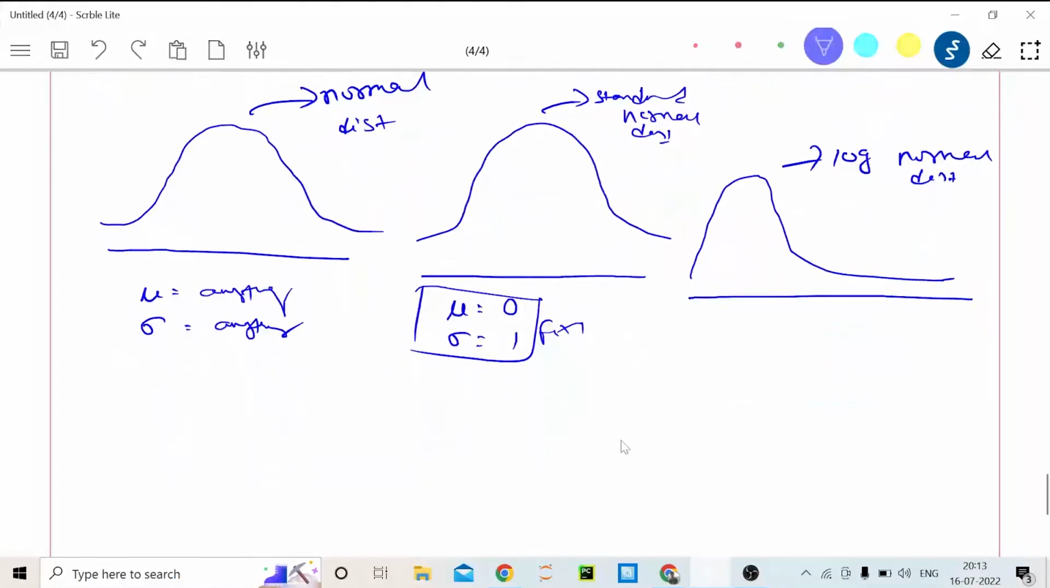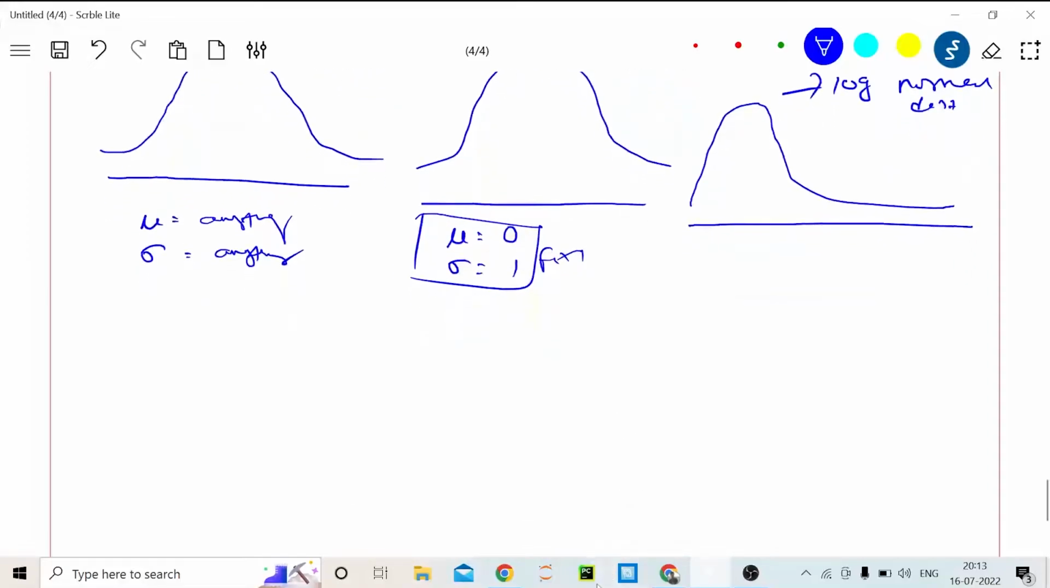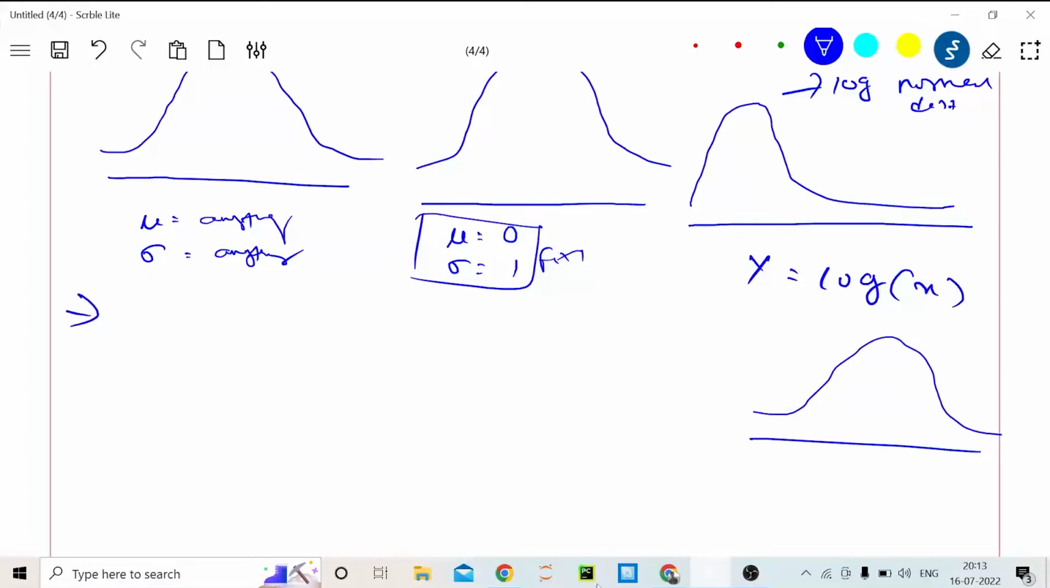Then you may ask me one more thing: can we convert log normal distribution to standard normal distribution? The answer is yes. And how can we convert? We just take the log of the data. I will show you on Wikipedia or on Google. That means I'll write here: X is log normally distributed.